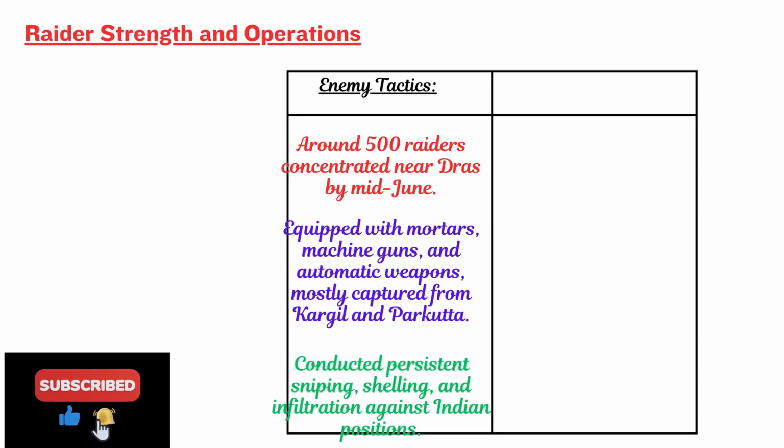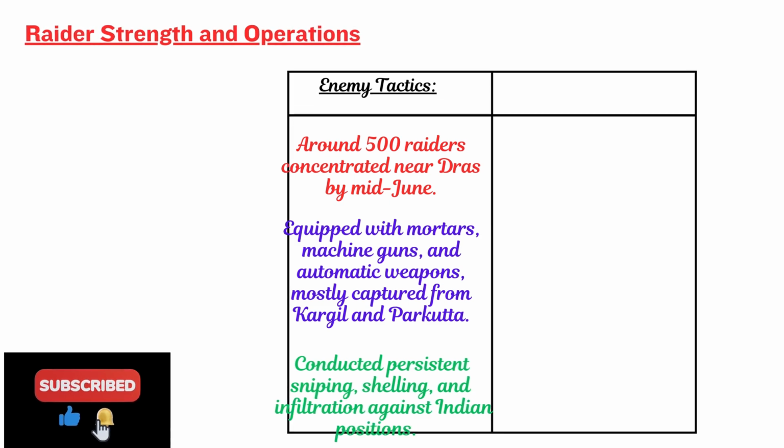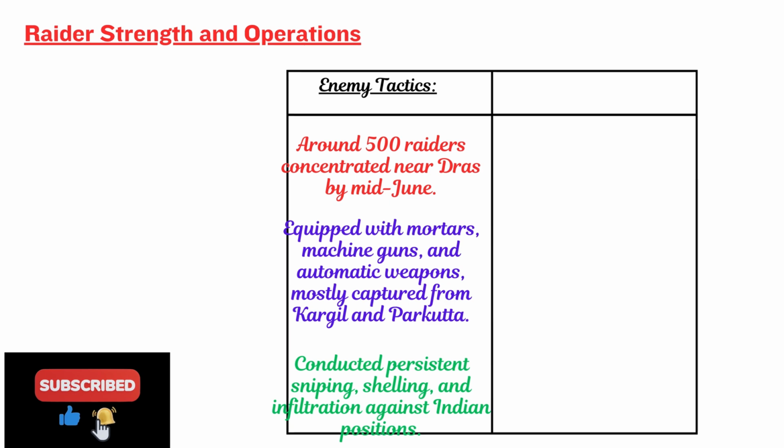By mid-June, around 500 raiders had concentrated near Dras, creating a formidable force to challenge Indian positions. The raiders were equipped with mortars, machine guns, and automatic weapons. Most of their weapons were captured from Indian forces during earlier battles at Kargil and Parkutta, giving them a significant firepower advantage. The raiders employed a combination of persistent sniping to demoralize Indian troops, shelling to weaken defensive positions, and infiltration tactics, sneaking behind Indian lines to disrupt coordination and supplies.